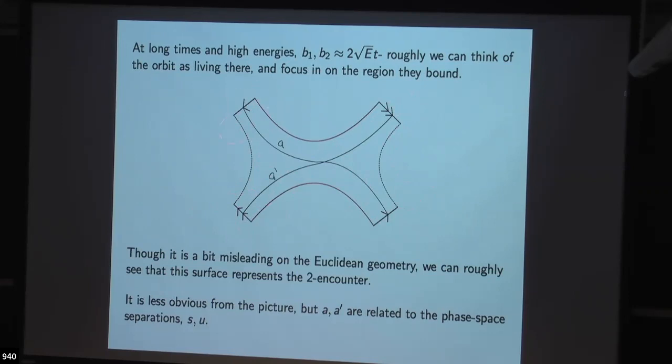Because this is a hyperbolic geometry, out here there's a lot more volume. So these 2 segments are following each other for a while. This follows this for a while, this follows this for a while, and so on. But in this middle region, all of the red boundaries and black boundaries come close in a way that mimics the two encounter. And it's less obvious from this picture, but A and A prime turn out to be very closely related to the S and U phase space variables.